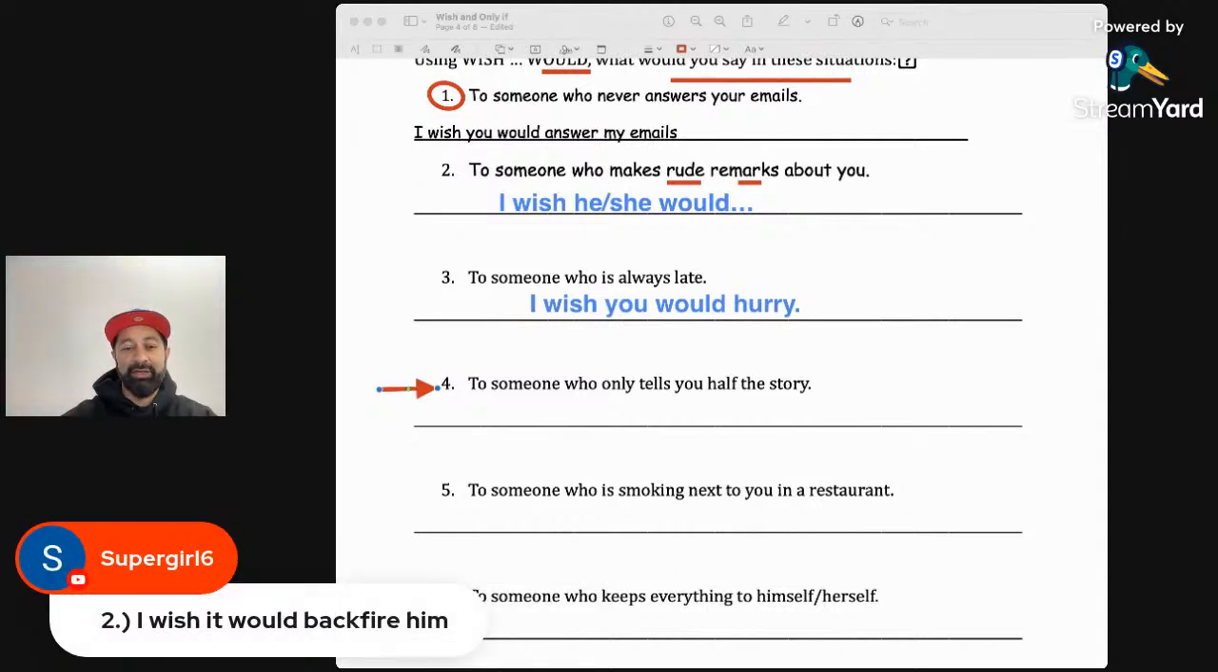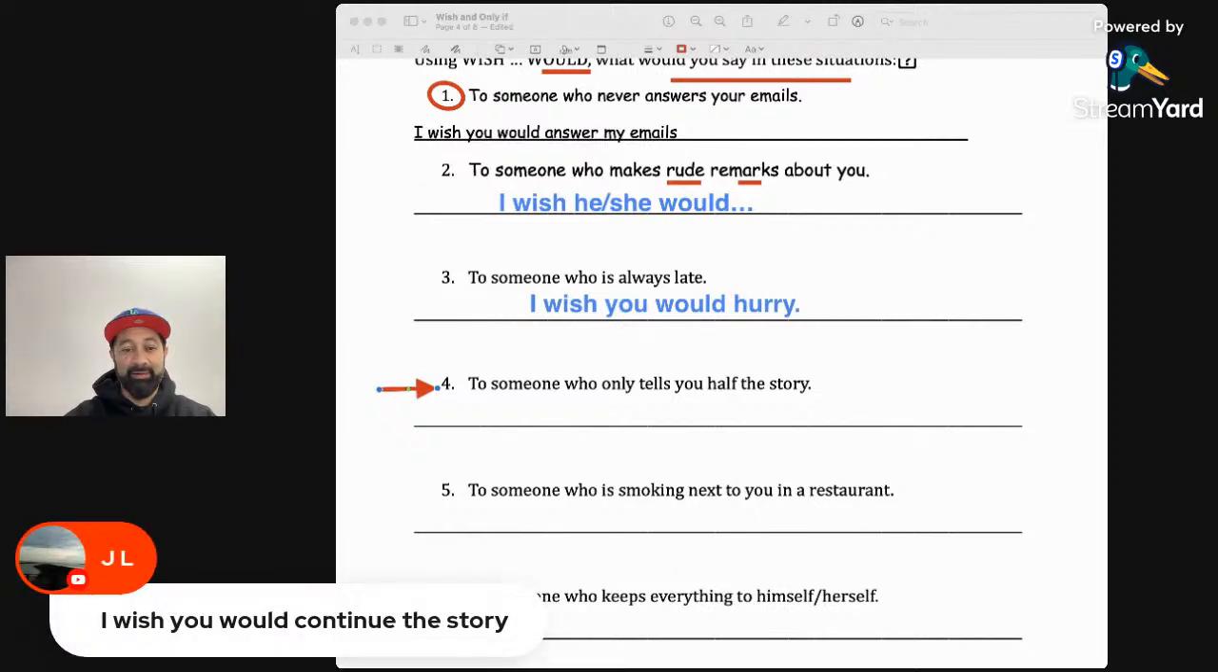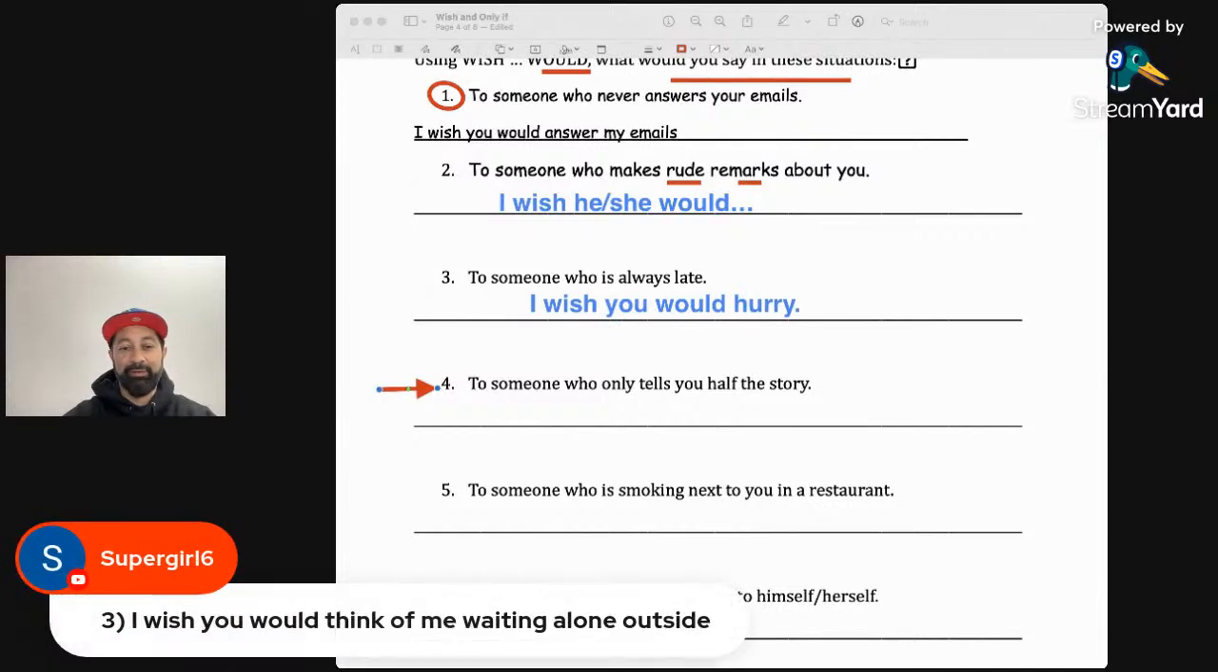Supergirl, this is for number 2. "I wish it would backfire on him." Good, Supergirl. I like that. JL has an answer. "I wish you would continue the story." Perfect. For number 4, "I wish you would continue the story." Excellent. Supergirl, for number 3, "I wish you would think of me waiting alone outside." Yeah, nice. Very, very good. Good sentence.